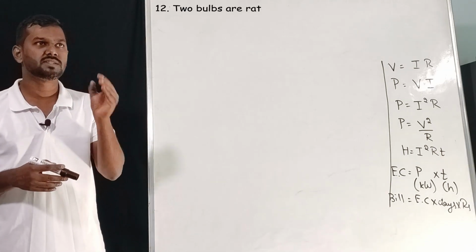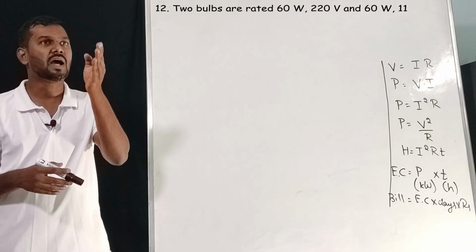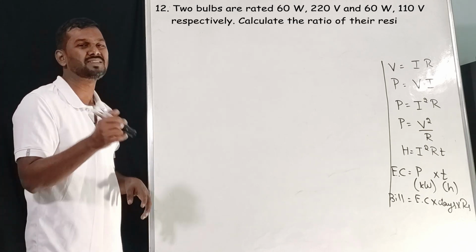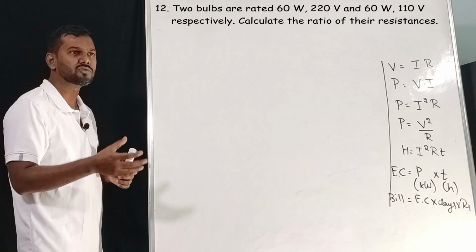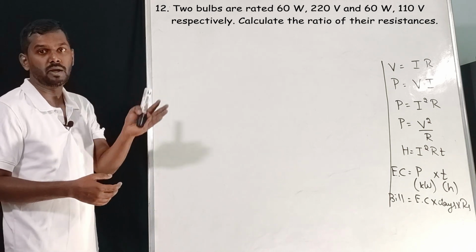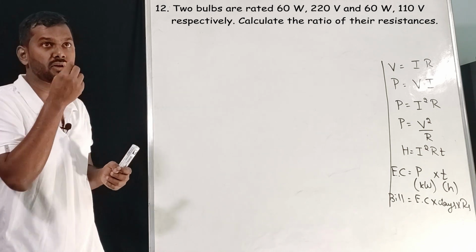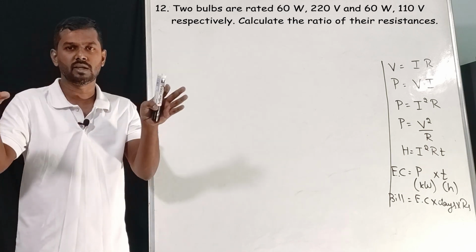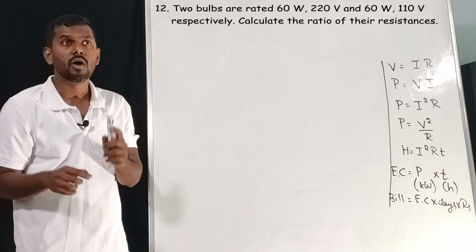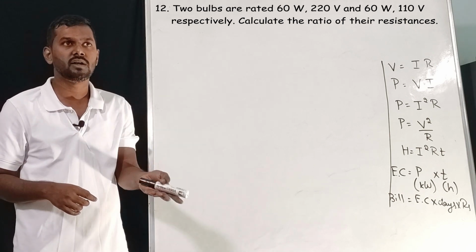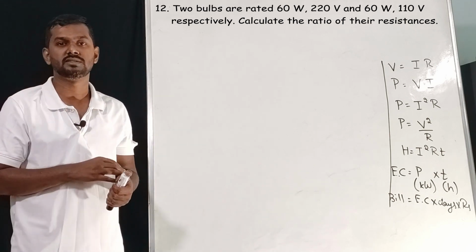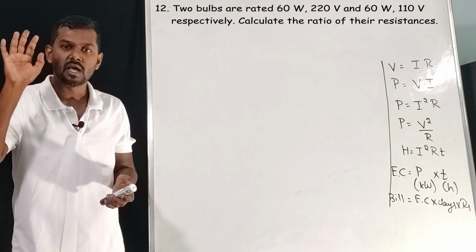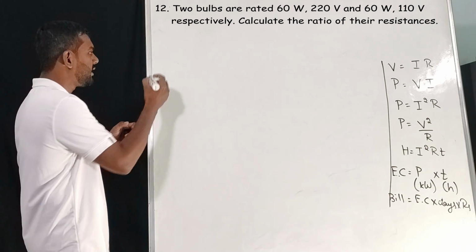Question number 12. Two bulbs are rated 60 watt 220 volt and 60 watt 110 volt respectively. Calculate the ratio of their resistance. Very easy question. These kind of questions we have solved from the beginning. The ratio problem. Whenever they are talking about ratio, we'll get something like 1:2 or 5:7. The same question can be asked in a different way: compare their resistance. If they tell compare the resistance, comparison means ratio only. Now we'll write the given data.